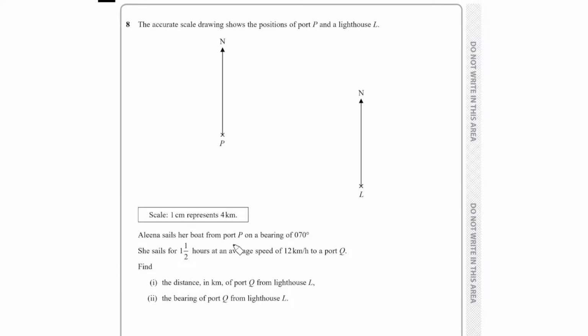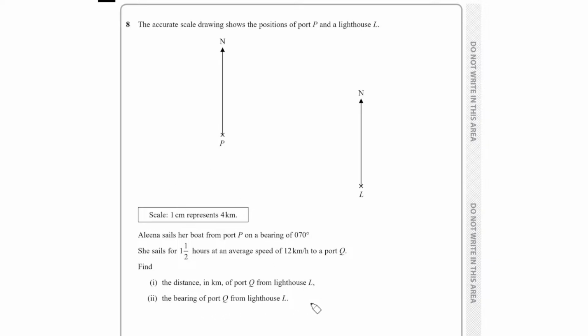So Alina sails her boat from port P on a bearing of 70 degrees. She sails for 1.5 hours at an average speed of 12 kilometres per hour to a port Q, which is obviously not drawn there. And in this question, kind of 2 in 1, we need to find not only the distance in kilometres of port Q from the lighthouse, not from P, but from the lighthouse, but also the bearing of port Q from the lighthouse.